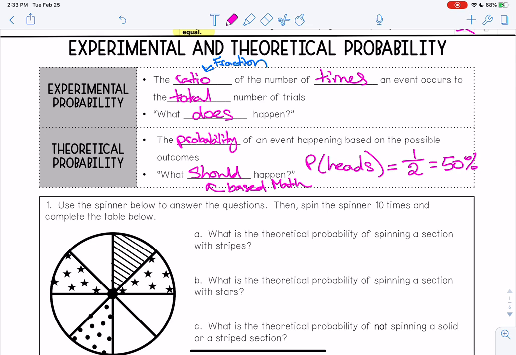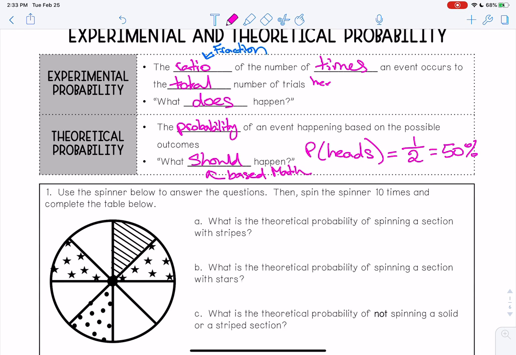So I'm going to go ahead, and I know you can't see, but I'm going to keep a tally of heads on one side and tails. I'm going to flip it 10 times and see how many times I get heads and how many times I get tails. So let's go ahead and flip.